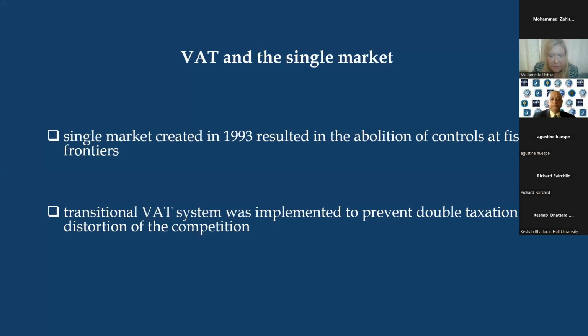In 1993, the European Union moved forward with the creation of the single market and the abolition of controls at fiscal frontiers. Because of that, there was a necessity to create a system of VAT taxation that would prevent double taxation and distortion of the competition. This system was transitional. Why? I will provide some explanation of that.